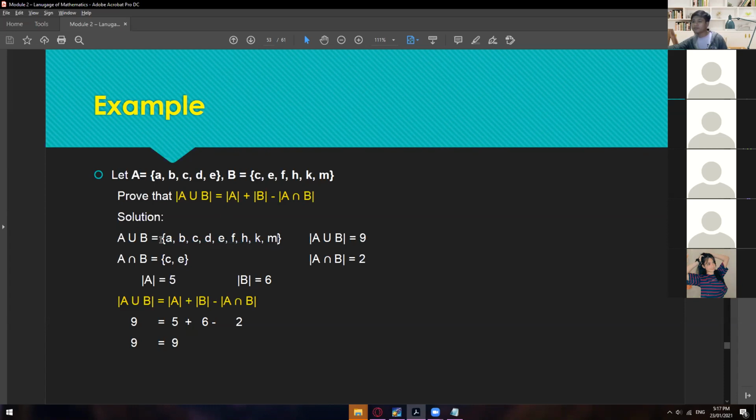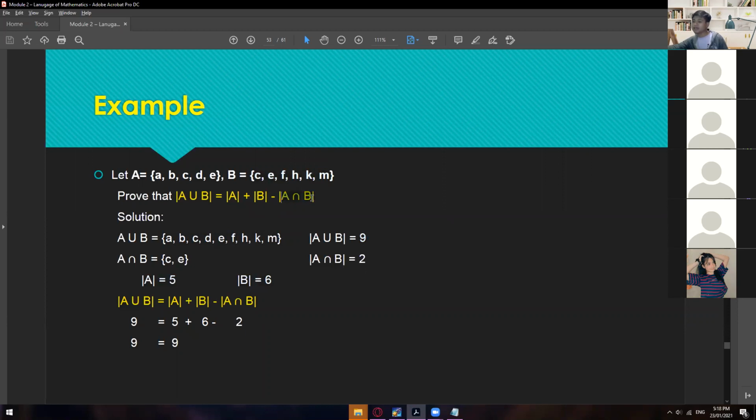Okay, but of course, upon doing this one, you have to remove the redundant elements if ever there is. In here we have C and then E, okay? And then the rest are just distinct elements. So if you're going to count the cardinalities of this one, then we have 9 elements. However, if you want to follow the right side expression, so the cardinality of A is of course 5, and then the cardinality of B here is 6, which is now those 2.